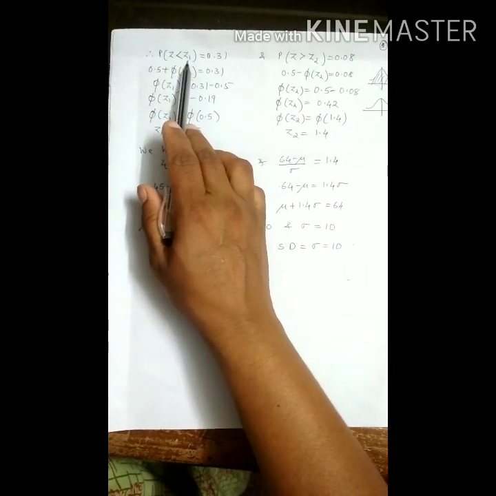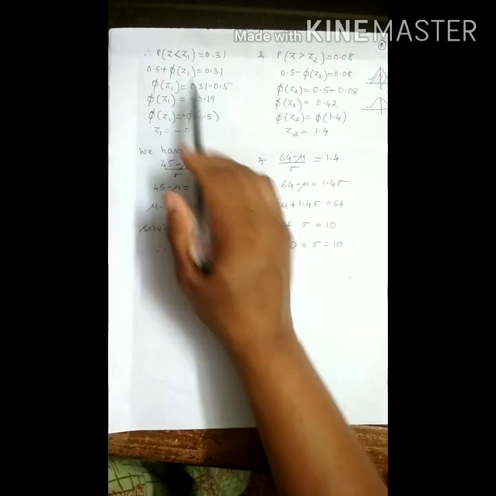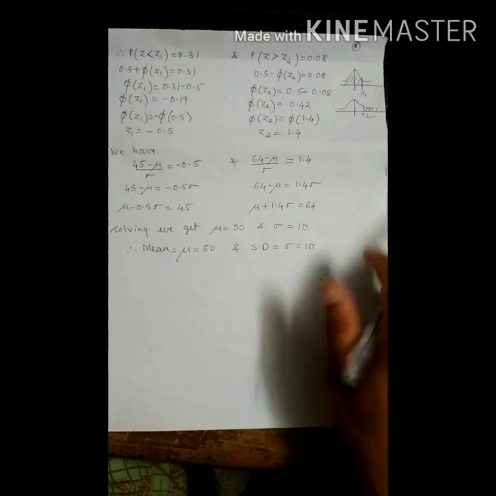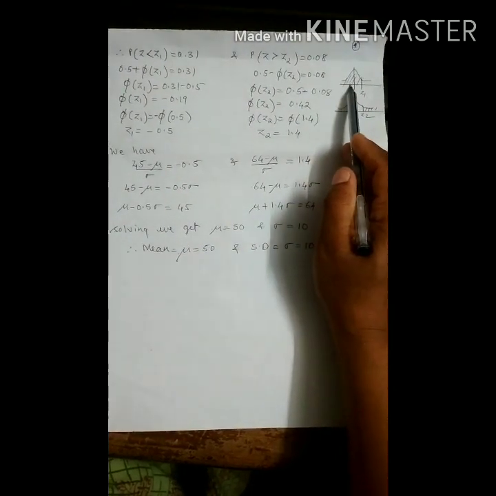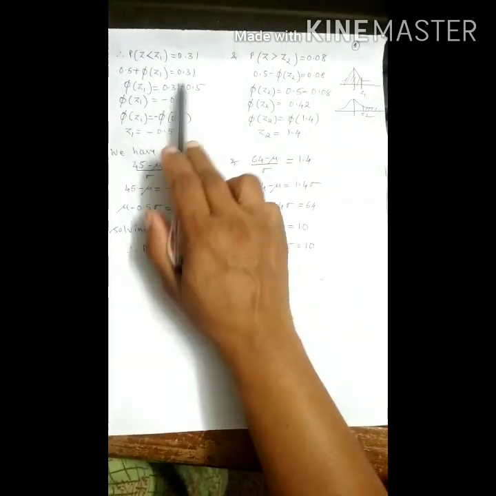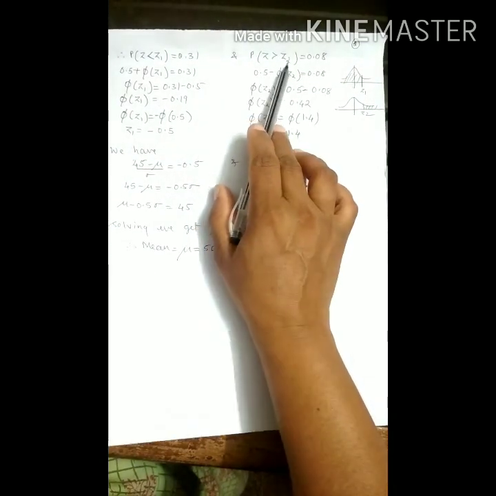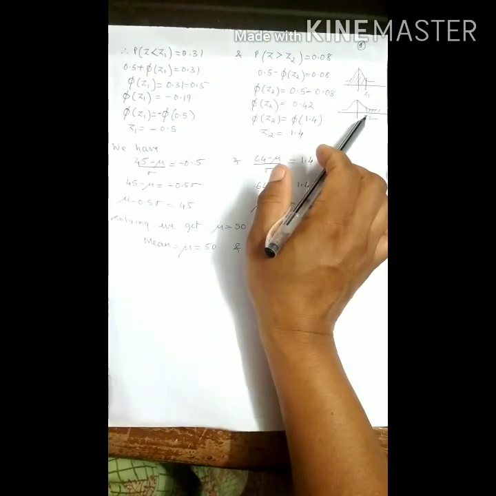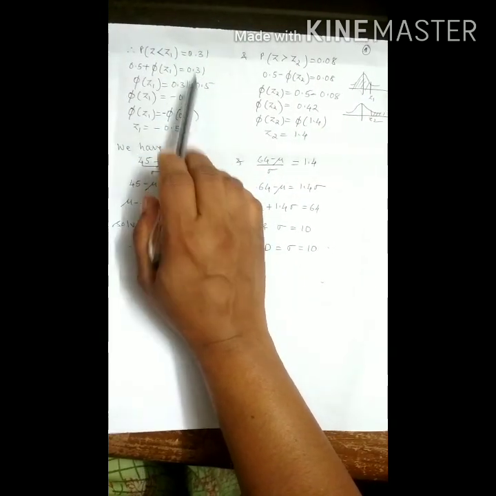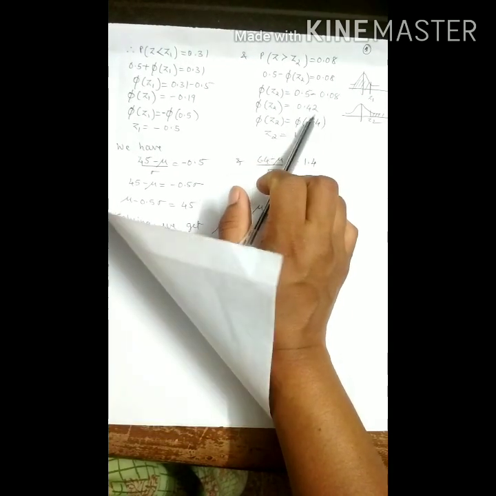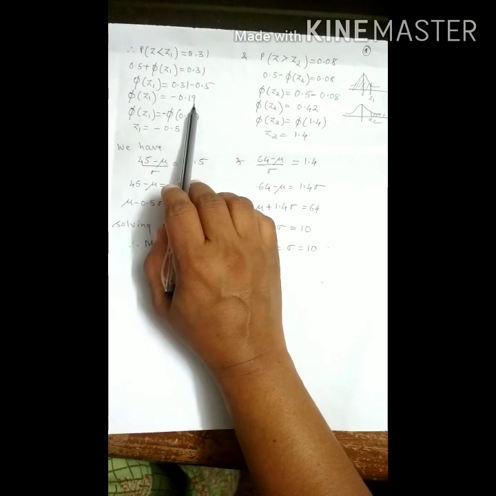Now, P of z less than Z1 means, if I draw the figure, this area plus this area, so I have taken 0.5 plus phi of Z1, equal to 0.31. P of z greater than Z2 means this area: whole area, 0.5, minus phi of Z2, equal to 0.08. Shift the 0.5 to this side so it becomes minus, and shift the 0.08 this side. So you will get 0.42 for phi of Z2 and phi of Z1 as minus 0.19.